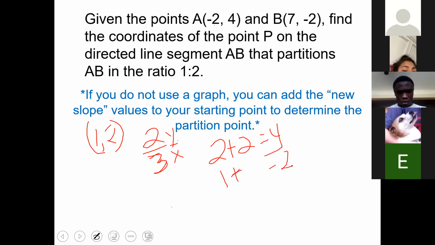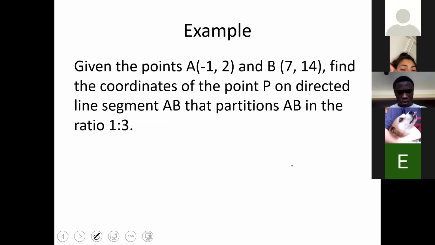All right, we'll look at another one. I'll show you how it works perfectly. Let's look at this one. Given the points, A is negative 1, 2, and B is 7, 14. Find the coordinates of the point P on the line segment AB that partitions AB into a ratio of 1 to 3.